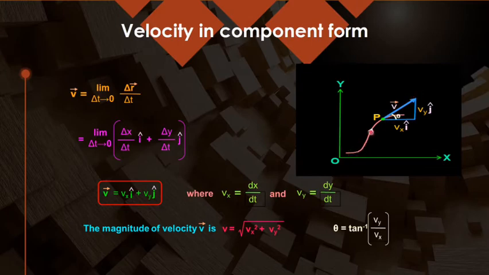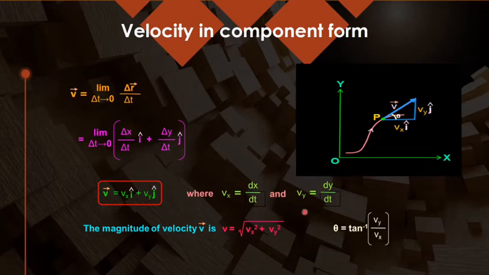Then I should be able to write velocity in the component form. At this instant, at position P, if I draw a tangent at that point, that gives me the velocity at that instant. If I resolve it into components, I get the vertical component as Vy and the horizontal component as Vx, if this angle is theta. Then Vx is V cos theta and Vy is V sin theta.